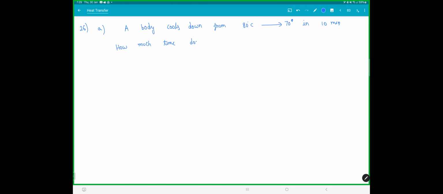How much time does it take to cool from 70 degrees to 60 degrees Celsius? Temperature of the surrounding is 30 degrees. Assume Newton's law of cooling. This is how they'll frame questions.